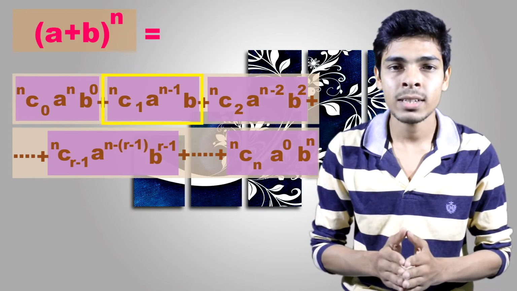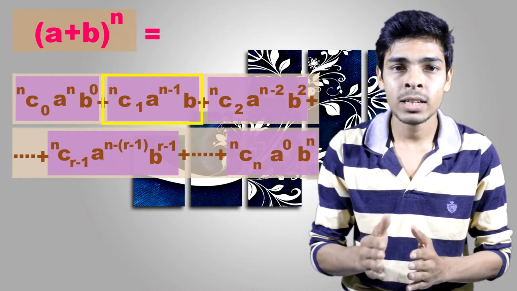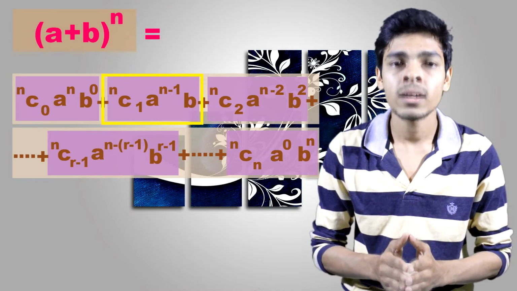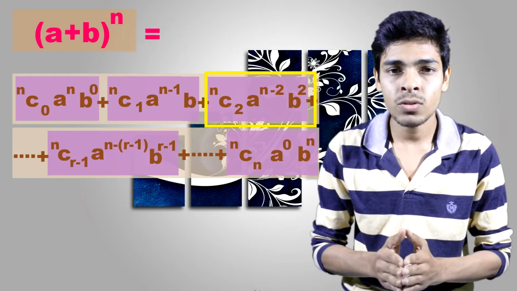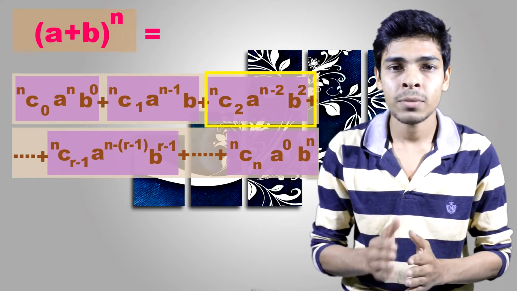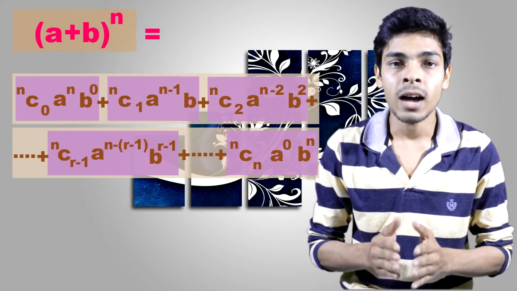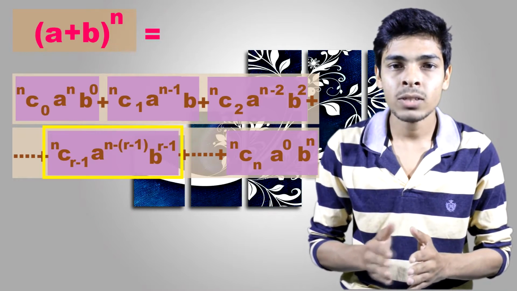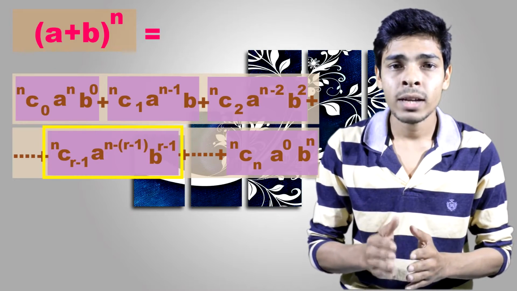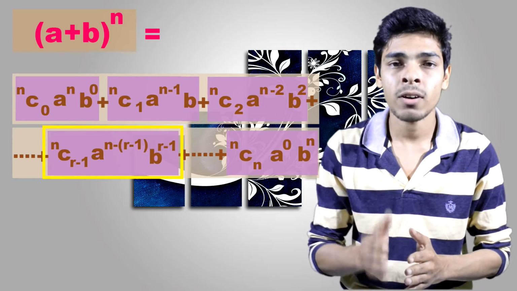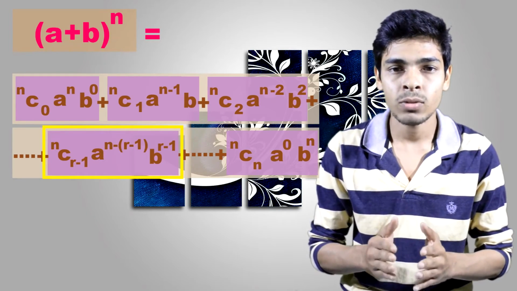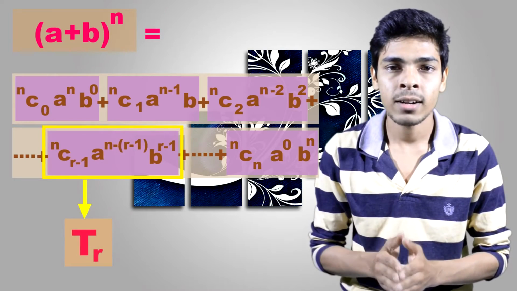The second term is nC1 a^(n-1) b^1. The third term is nC2 a^(n-2) b^2. Similarly, the rth term is nC(r-1) a^(n-(r-1)) b^(r-1), and we denote it as tr. Therefore, tr equals nC(r-1) a^(n-(r-1)) b^(r-1).